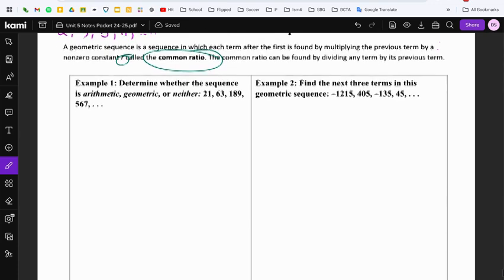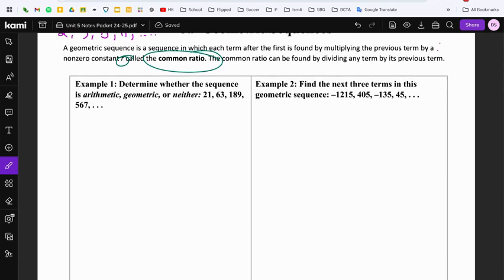Okay, so we can determine if it's arithmetic, geometric, or neither by first looking at whether there is something we're multiplying by or adding by to get from one term to the next. So for example, here in example 1, from 21 to 63 and from 63 to 189, just in terms of number sense, we're adding a lot more in the second round. I'm adding 42 here, and then I'm adding 126 here. So those aren't the same. So arithmetic is off the table. There's not a common difference.